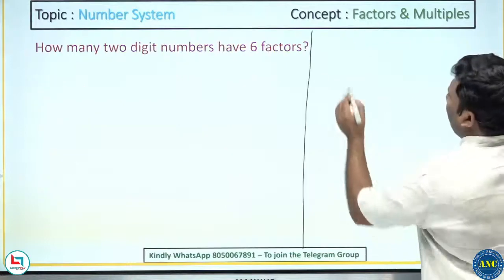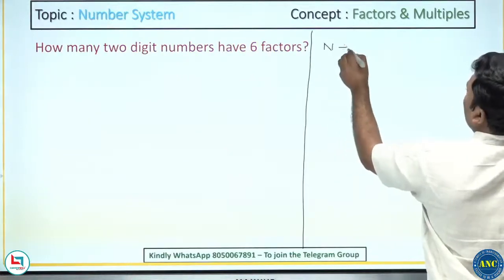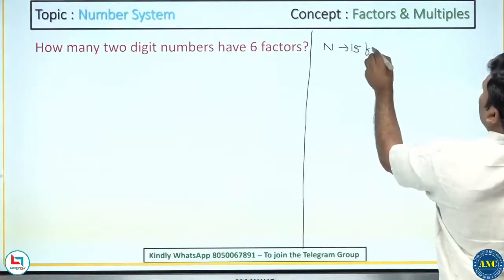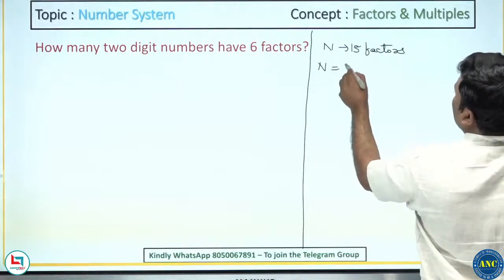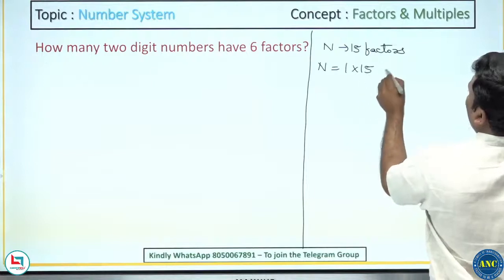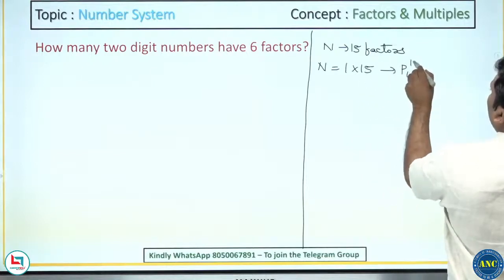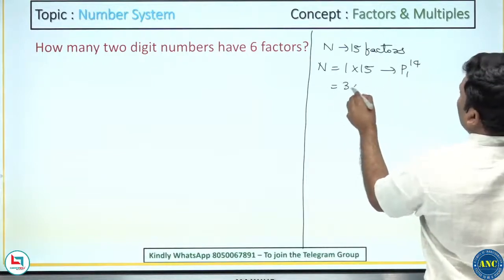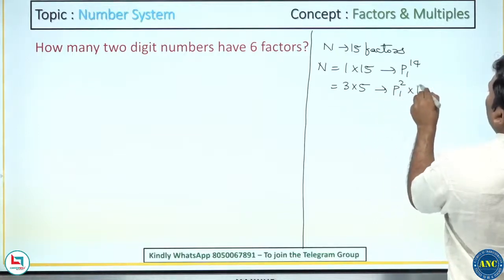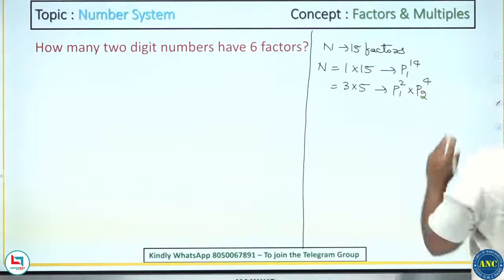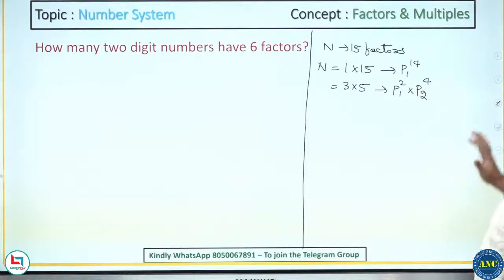Number of factors for n are 15. So n has got 15 factors. Little time taking, but a very interesting question to understand. 1 into 15, p1 power 14. Next it is 3 into 5, p1 power 2 into p2 power 4.